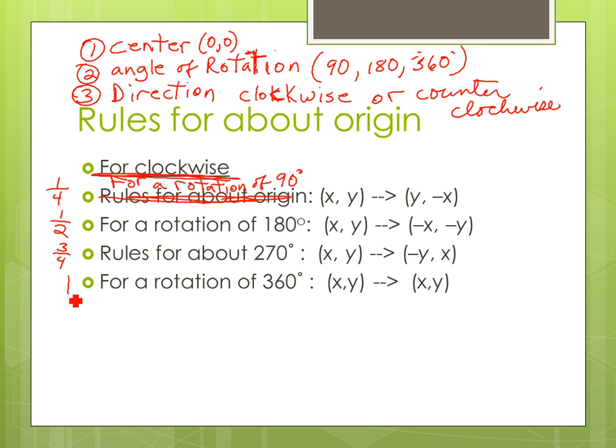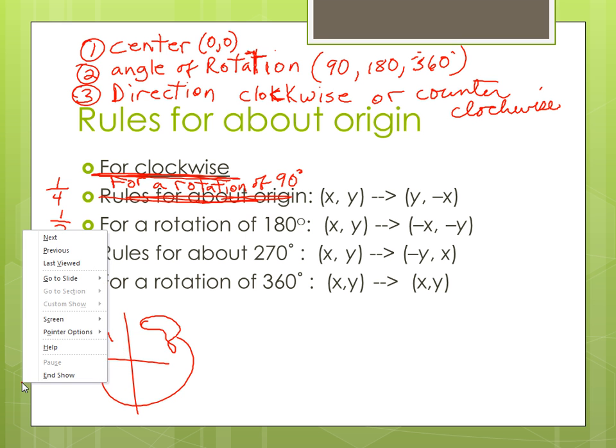The reason we don't use 270 a whole lot is because if I have a shape here, whatever that shape is, and I want to rotate it 270 degrees clockwise, it's going to end up right here.